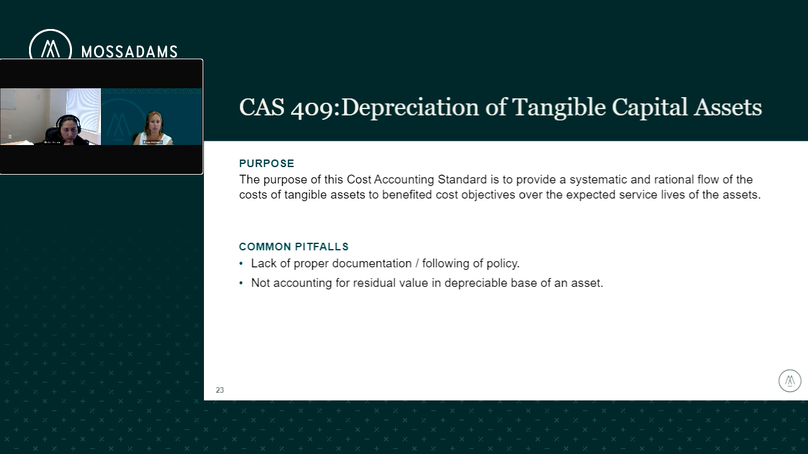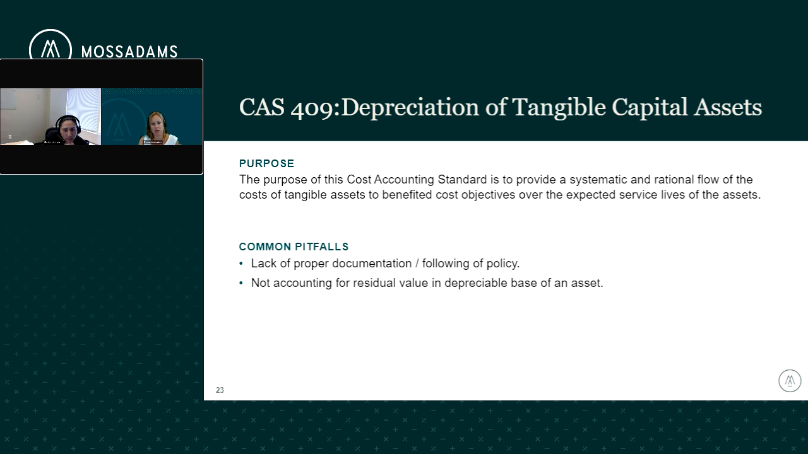CAS 409, depreciation of tangible capital assets. So this is the one I mentioned earlier with CAS 404. This one's also going to follow GAAP pretty closely. So one thing to keep in mind, the requirement under this standard is that the depreciable cost of an asset shall be its capitalized cost, which we talked about in CAS 404, less any estimated residual value.